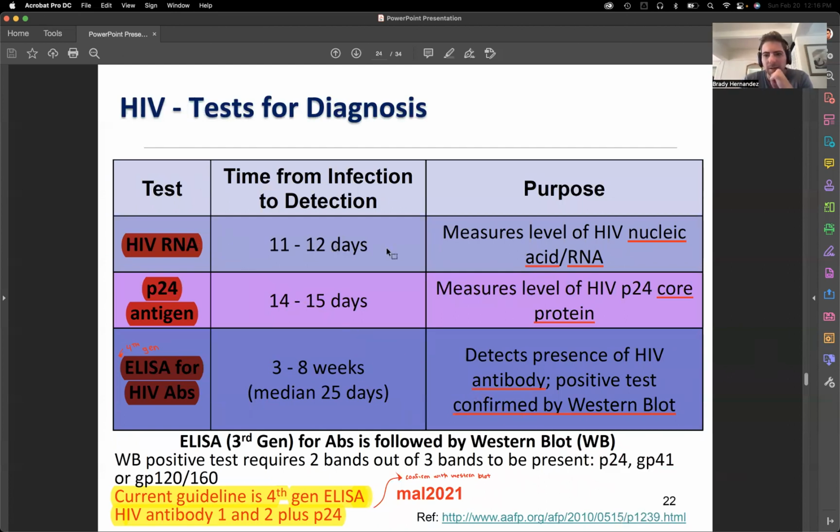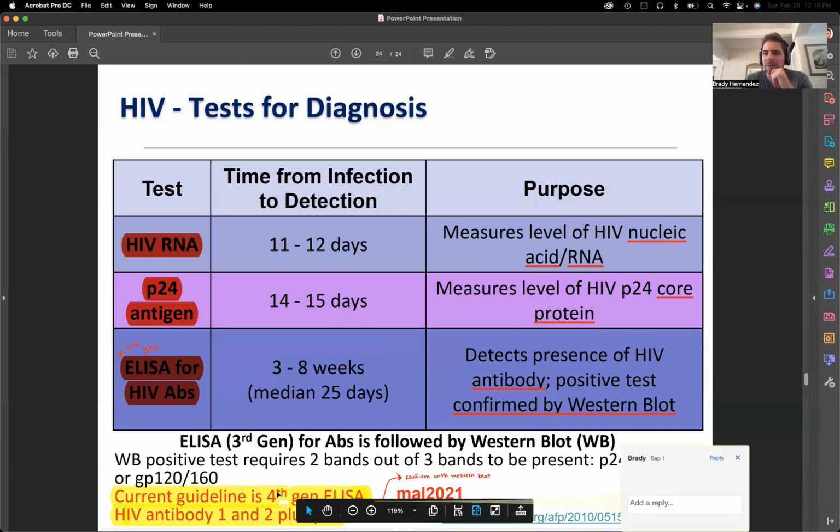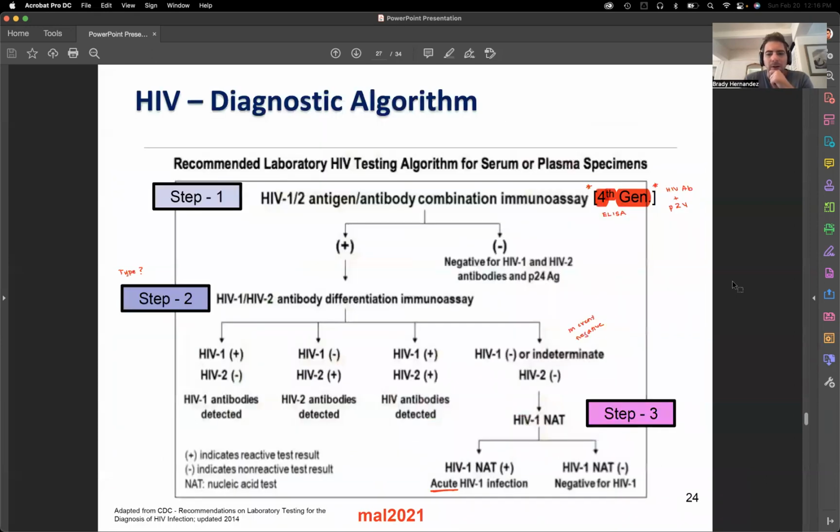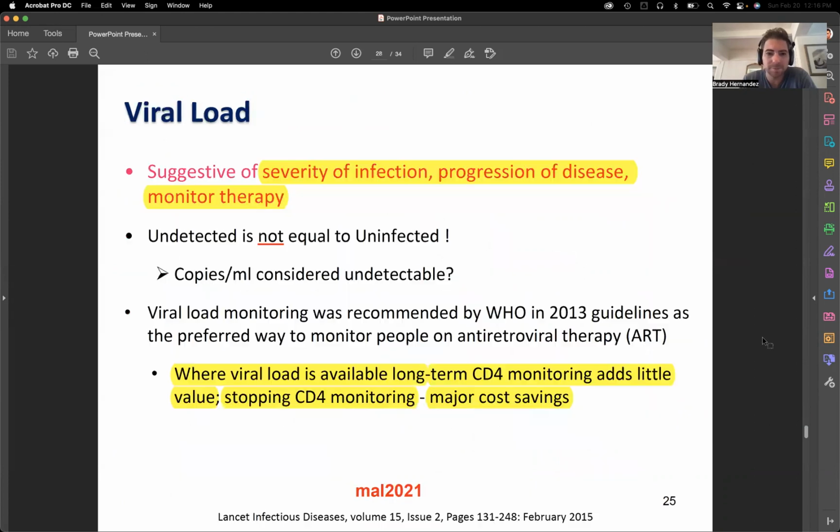Diagnostically, you can go through a couple different ways to do that. Oh, here we go. Fourth gen ELISA is what you're using. I think that was a testable point. Current guidelines is fourth generation ELISA that you want to use for this. Make sure you know that. Then once you test that, you can do a confirmatory test to see if you want to type it and see if it's 1 or 2. It's probably type 1, which is more prevalent.